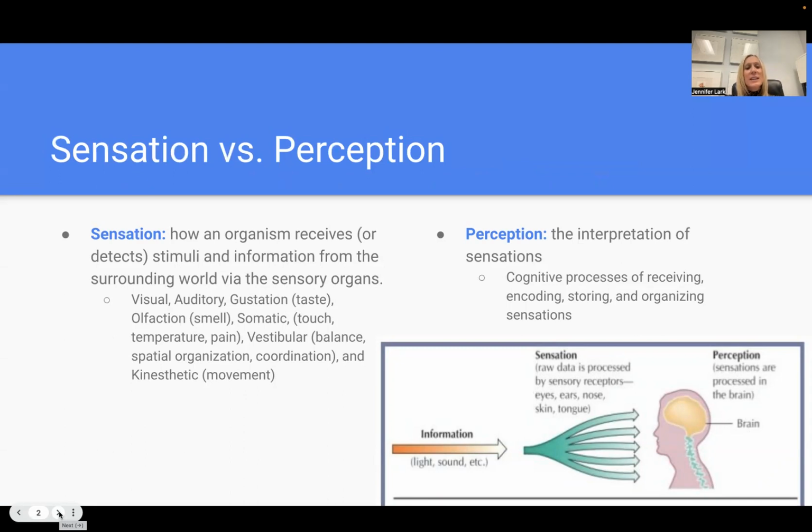Okay. Sensation includes anything about how we receive or detect stimuli that are happening in the world around us. It refers to any information coming from the senses at the brain. That could be visual input, auditory input, taste, smell, touch, temperature, pain, balance, coordination, movement, anything from our bodily systems that are sending information to the brain.